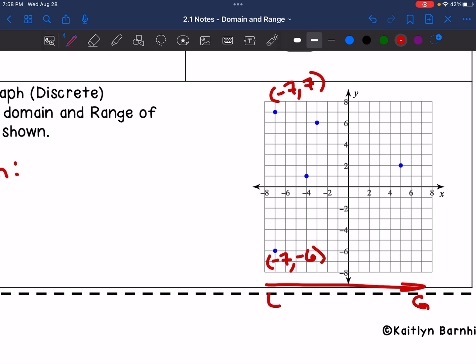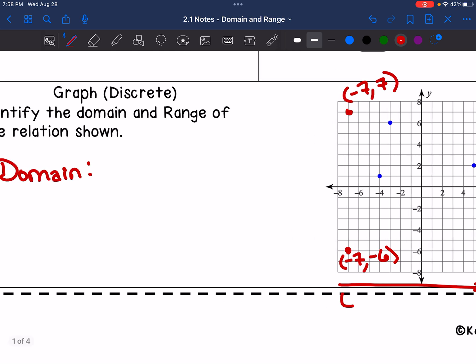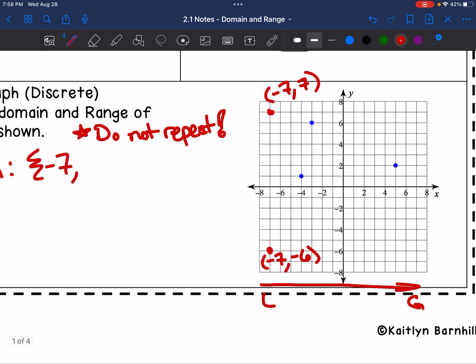Now, for each x value and for each y value, we write it only one time. So even though I have two separate points that have negative 7 as the x value, I'm only going to write negative 7 one time. We do not repeat. Okay, that's the big rule for today. Do not repeat. So I'm only writing negative 7 once.